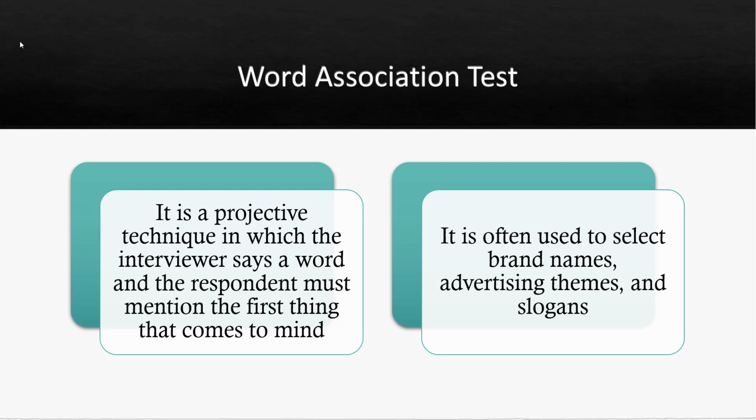It's a basic interview: I say a word, and you respond by mentioning the first thing that comes to mind. It's like a word association, meaning that if I give you the word green, what comes to your mind? You might say money or trees or anything else that comes to your mind, so that's kind of a free association. Now remember, it's very important that it's the first thing that comes to people's minds. Usually the word association test in market research is often used to select brand names and advertising themes and sometimes slogans.